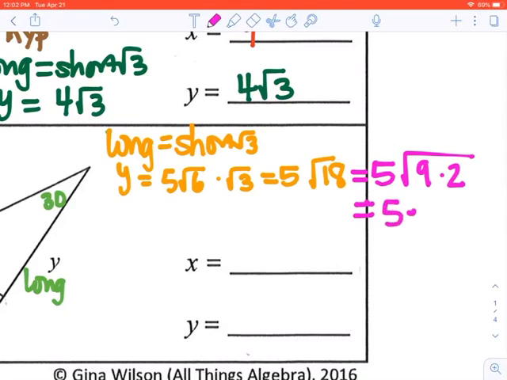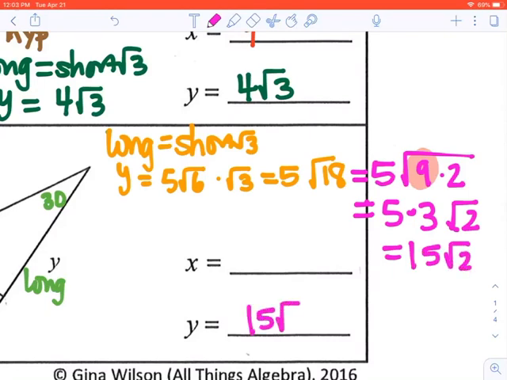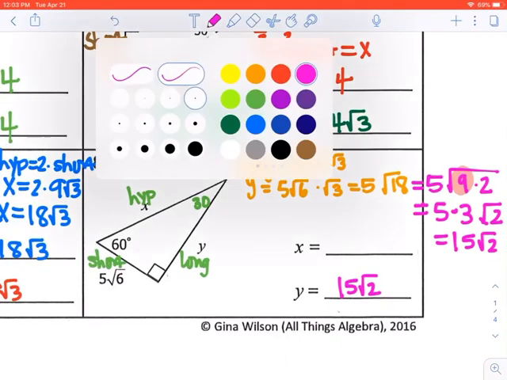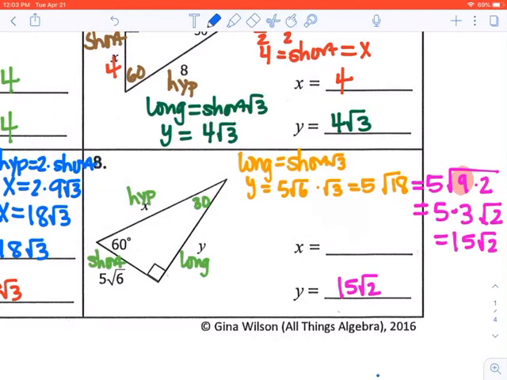The square root of 9 is 3, which gets multiplied to the 5, and I can't take the square root of 2. So this becomes 15 rad 2. And that's our y value, 15 rad 2. Now for the hypotenuse. Hypotenuse is 2 times the short. So hypotenuse x is going to be 2 times the short leg, which is 5 rad 6.